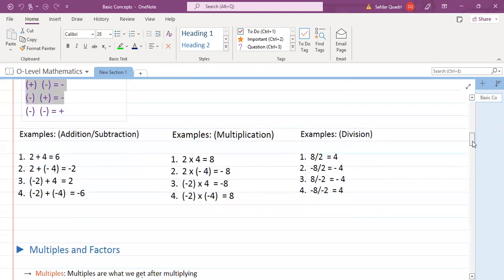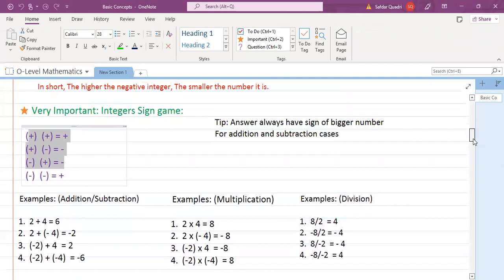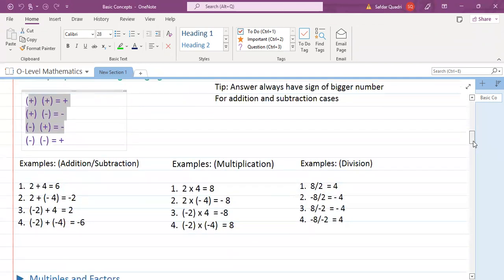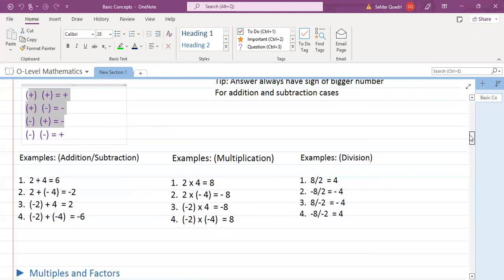Now you can see division is like the inverse of multiplication. So 8 divided by 2 becomes 4, -8 divided by 2 becomes -4. 8 upon -2 is also -4, and -8 upon -2, both the minus signs get cancelled and it becomes 4. So this is how integers work. You need to be very careful when it comes to subtraction and addition.